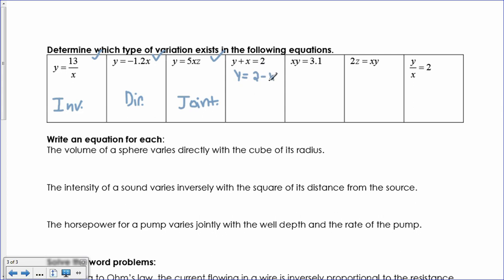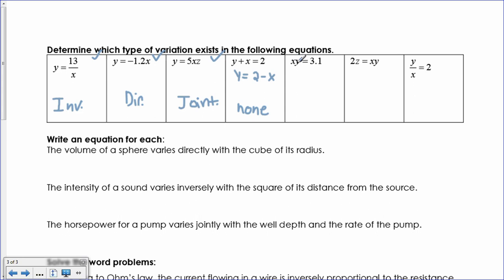I'm going to subtract the x over. So notice here that I don't have any multiplication and I don't have any division. In order to have direct or joint variation, you need multiplication. And in order to have inverse, you need to have division. And none of those exist. So if you have addition or subtraction, there is actually no variation going on here. So you would just say none. There is no variation there.